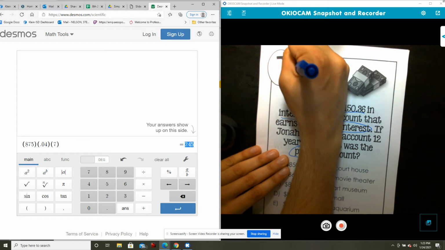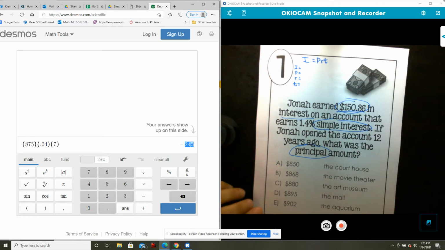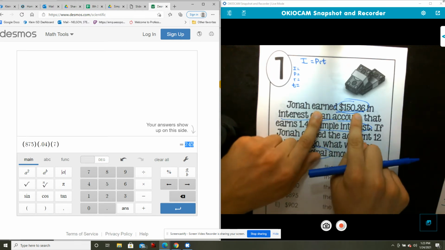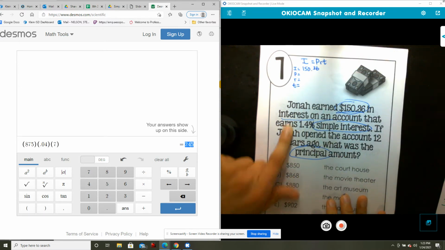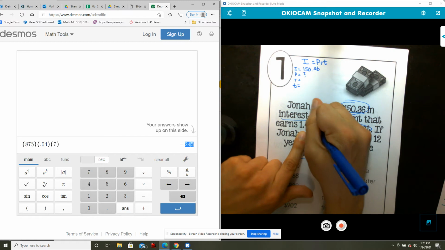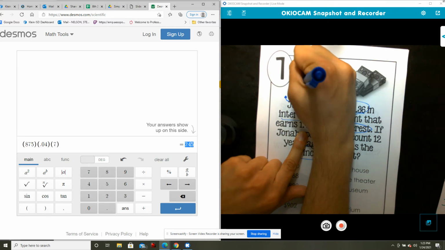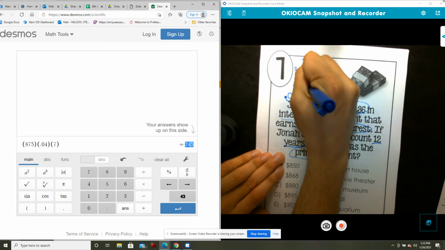So that means when we set up our I equals, P equals, R equals, T equals, the interest we're going to input is 150.36, because he's earning, it's an investing question. So Jonah earned $150 in interest. So that means our I this time is going to be 150.36. Principal is what we're looking for, so that's going to be the question mark. Our rate is 1.4. Remember, it's a percent, so we're going to have to take 1.4 and move the decimal over two spaces and get 0.014. Our time is 12 years. It's already in years for us.